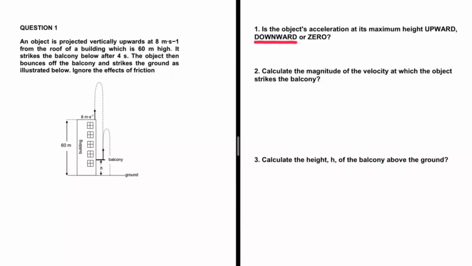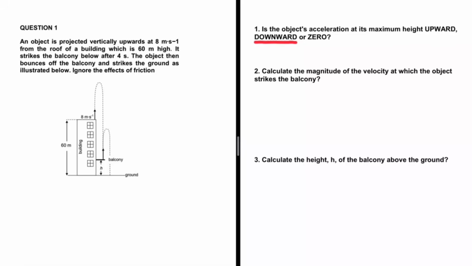When the only force acting on an object is gravity, the acceleration will always be downward, irrespective of the part of the motion. Whether we're at the start or at the maximum height, it doesn't matter. The acceleration is 9.8 meters per second squared downward. The only thing special about the maximum height is that the velocity is 0, but the acceleration doesn't change. It is still 9.8 meters per second squared downward. So that is the first question.